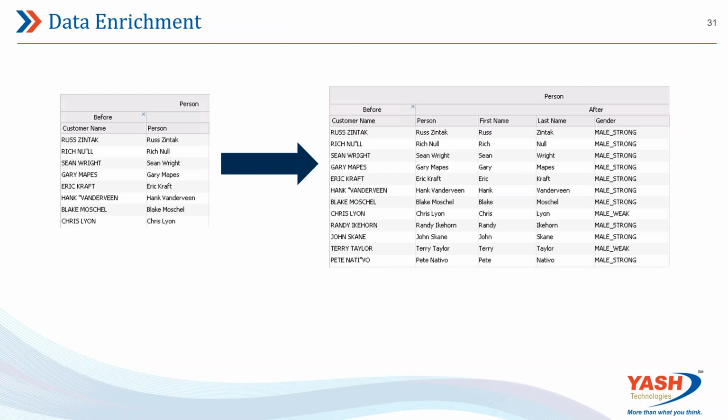The second thing is data enrichment. For example, in this case, it takes the customer name, the person record, breaks it into the first and last name from what is supplied, and also assigns a gender.